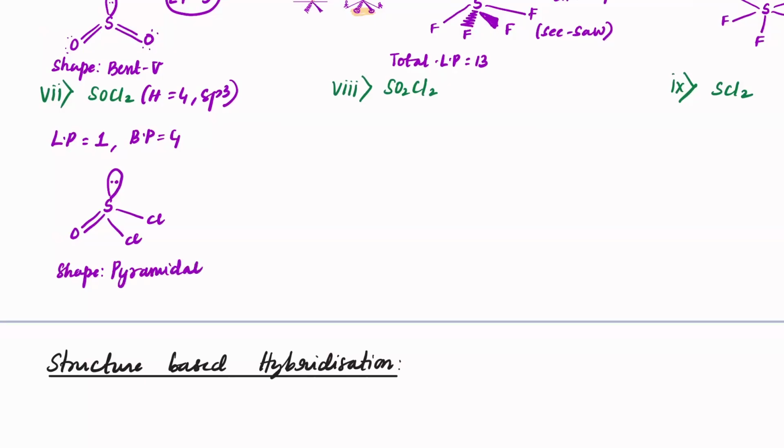Okay. Total lone pairs, if you notice, total lone pairs. Two chlorines will give three each, so that makes it six. Oxygen is making two, sulfur is making one. So total nine lone pairs.